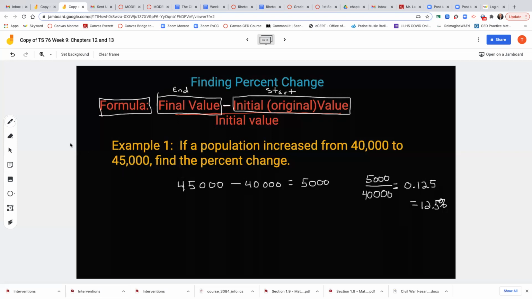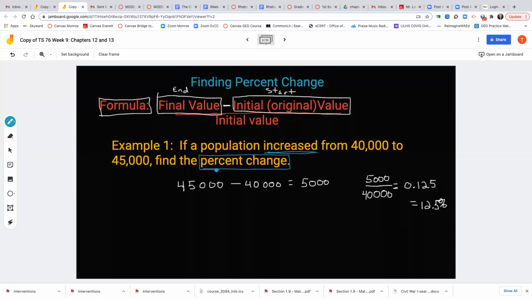So here's a story problem. Let's take a look at this example we have on the screen here. If a population increased from 40,000, so I'm going to kind of model for you what I might do if this is a paper test or something. It's increasing. I'm underlining the word increasing. It's not going down. It's not decreasing. It's increasing. Okay. From 40,000 to 45,000, find the percent change. This is what it's asking me for, this thing called the percent change. And that's what this slide is all about. And this chapter is about percent change.